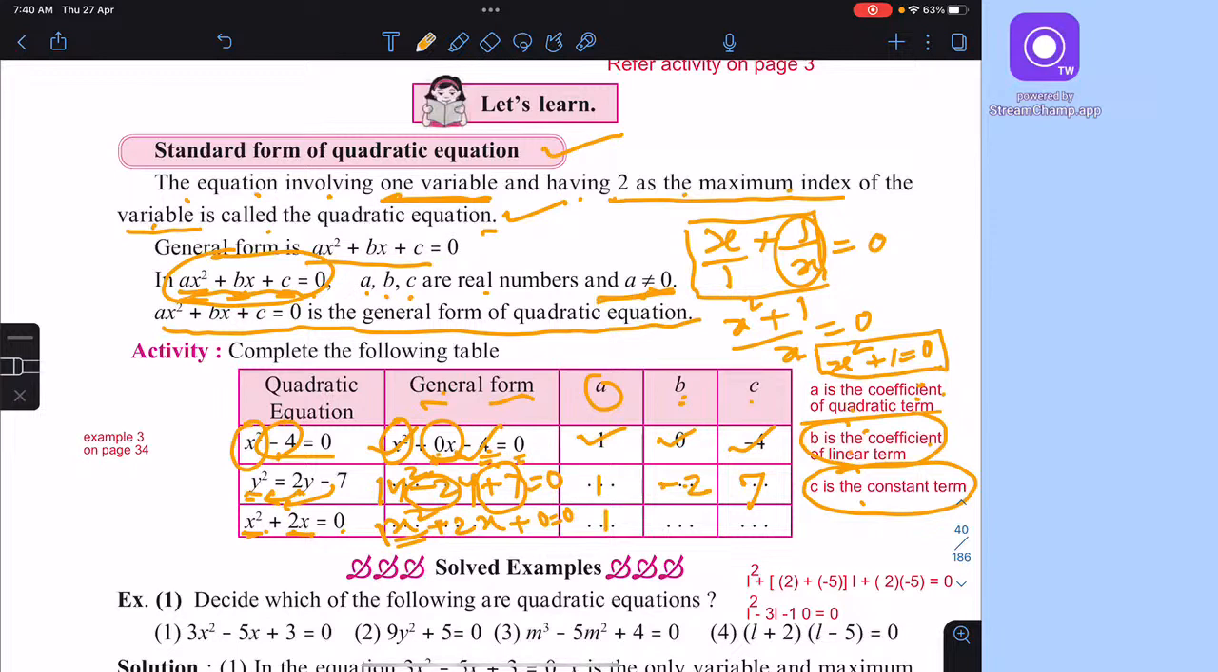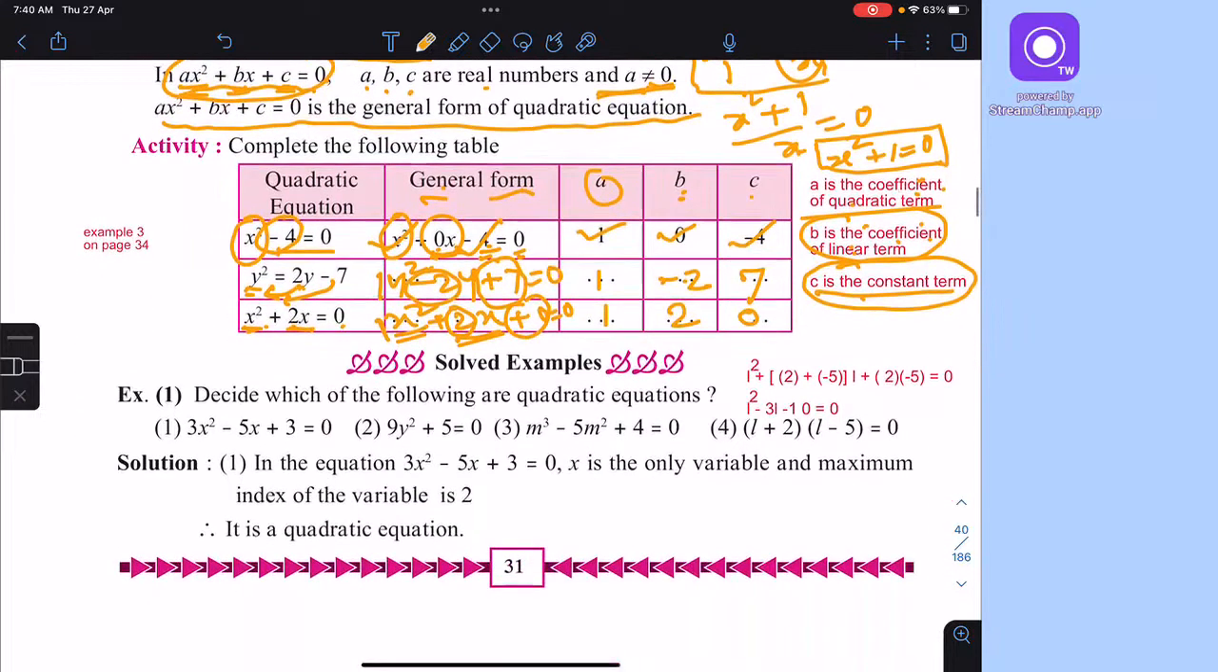B is what? B is the coefficient of the linear term. Here the linear term is 2x. The coefficient of x is 2. So this is 2. And what is c? C is the constant term. Here the constant term is 0. So this type of examples are also asked. So write the following equations in general form and identify the values of a, b, c.